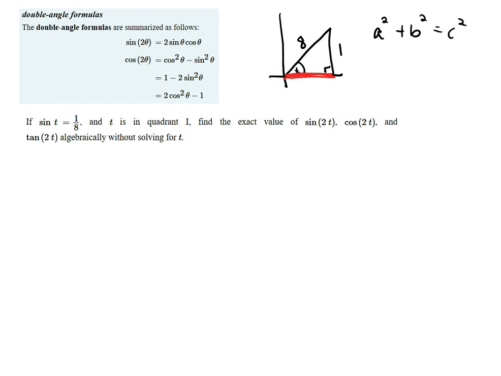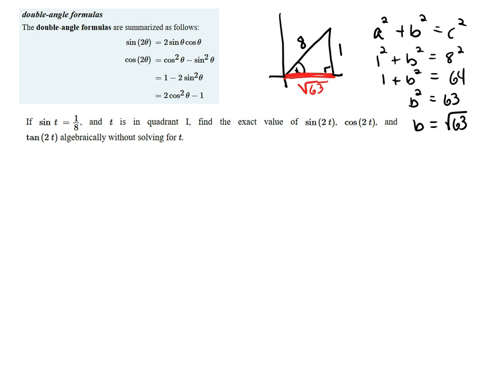So let's see, side 1 squared plus b squared equals the hypotenuse squared. 1 squared is 1. 8 squared is 64. If you subtract 1 from both sides, you get b squared equals 63. And then if you take the square root of both sides, you get the square root of 63. So that's what this side is here.